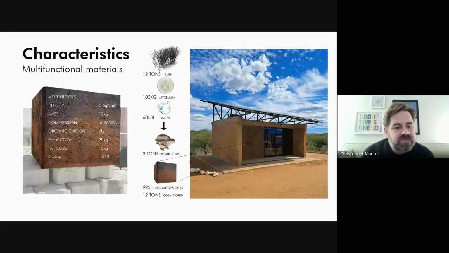The organic carbon stored in each block is around 6 kilograms. It's about 43% organic carbon in there. When you multiply that by a factor to get the carbon dioxide equivalency, you get 20 kilograms. I'll go through how that was figured in subsequent slides. But once we net out all of the functions of this, including all of the cultivation and manufacturing operations, when we subtract our carbon footprint, it comes back down to 13 kilograms of carbon dioxide storage. So for every ton of material we make, we're actually storing a ton of carbon dioxide.